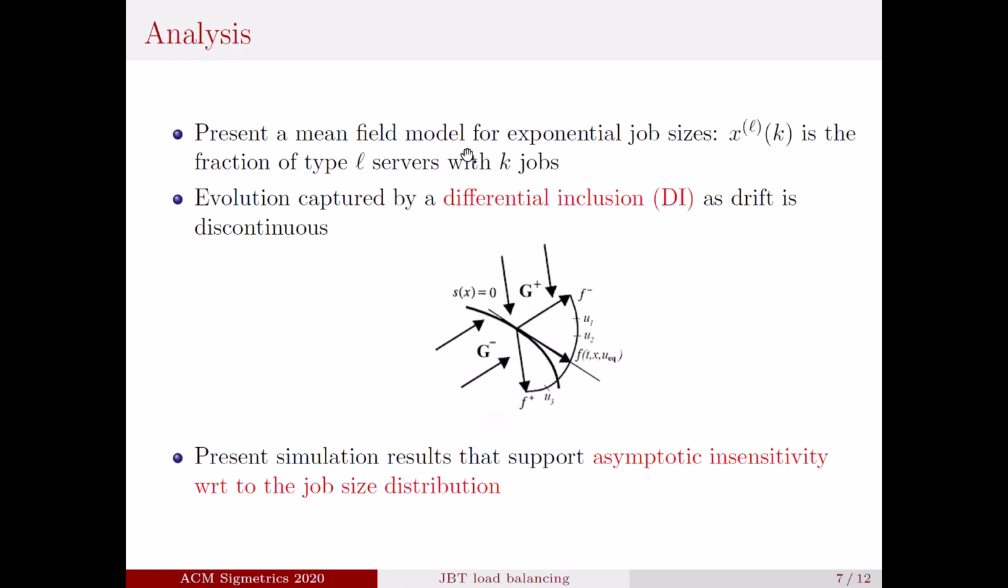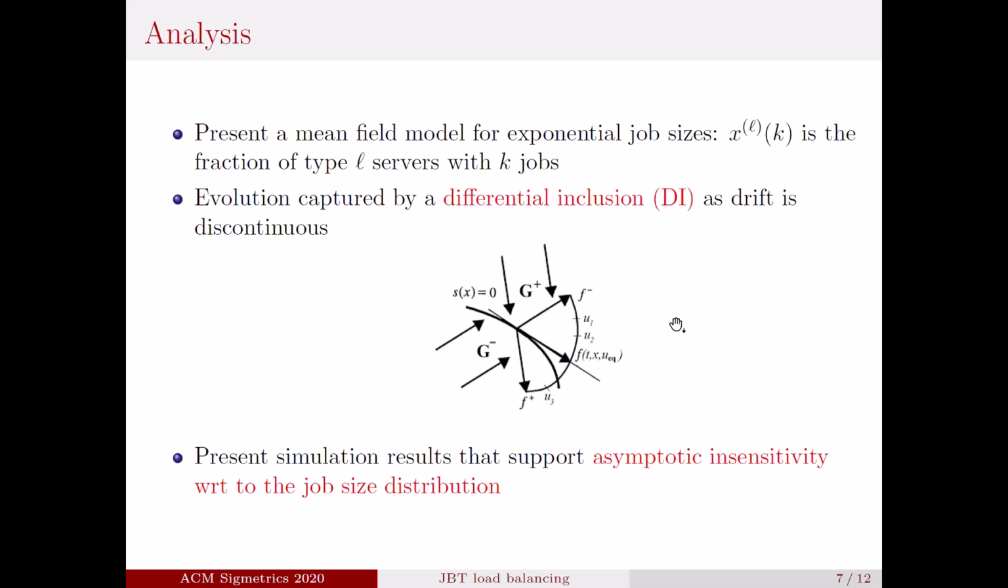Now, with respect to the mean field model itself, it's characterized by a set of variables which we denote as x_L(k), and this is simply the fraction of the servers of type L that currently have k jobs in their queue. If you look at the drift equations of those variables, you will see that this drift is discontinuous. And this implies that the evolution of the mean field model is no longer characterized by an ordinary differential equation, but is actually characterized by a differential inclusion.